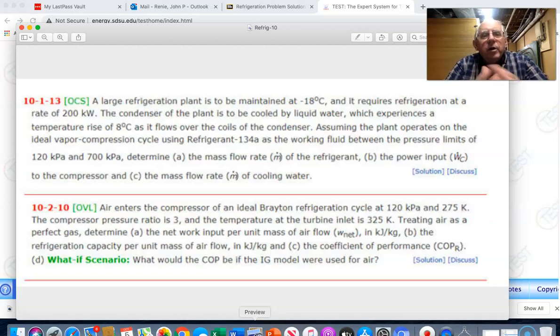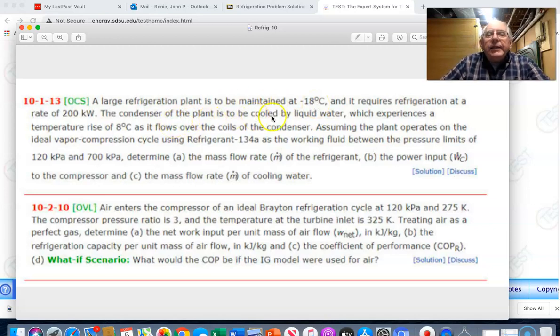Okay, in this video we're going to solve the first problem that was due for homework in Chapter 10, the refrigeration chapter. This particular problem calls out a large refrigeration plant that is to be maintained at minus 18 degrees Celsius, and it requires refrigeration at a rate of 200 kilowatts. Again, that is the heat transfer that is going to be taken away from the area maintained at this lower temperature.